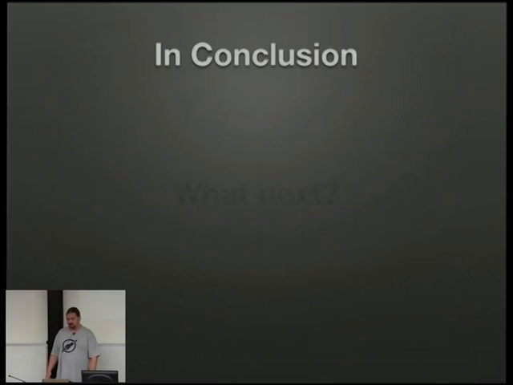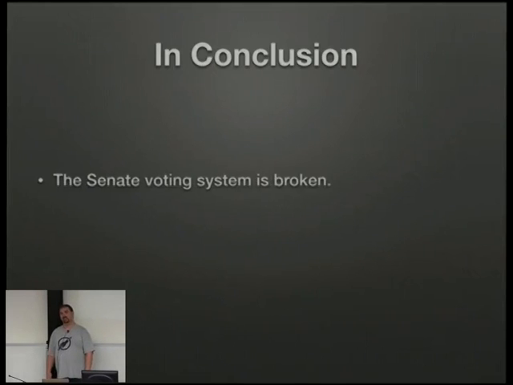And so, yeah, in conclusion, it's broken. I would love to see it fixed. I don't know whether that will happen, or what needs to be done to make it happen, but the fact that you can go out, register a whole bunch of little parties, have them preference each other, and then try and win a seat that way is kind of broken.